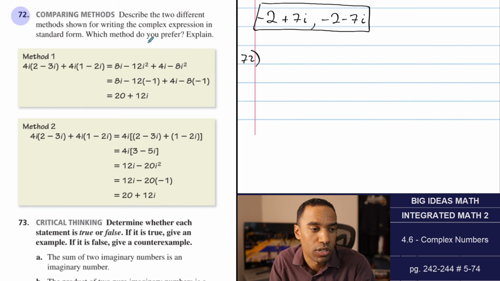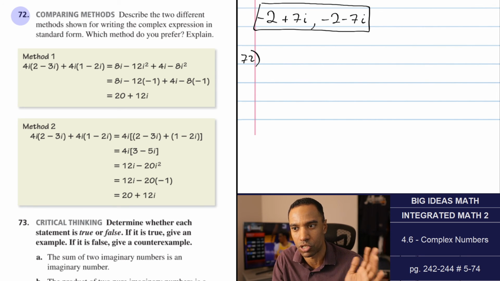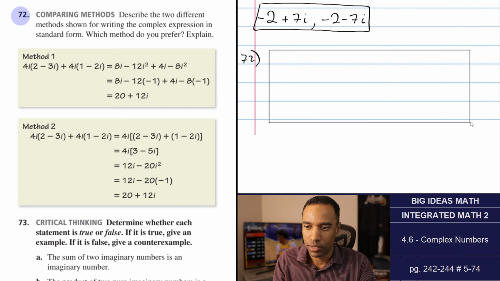I prefer that one. Method 2, they are working out for basically 4i is a common factor of both of these quantities. It's a common factor, and then they combine like terms within to distribute afterward. You still get the same answer. This is an error analysis. It's just whatever. I prefer method number 1.